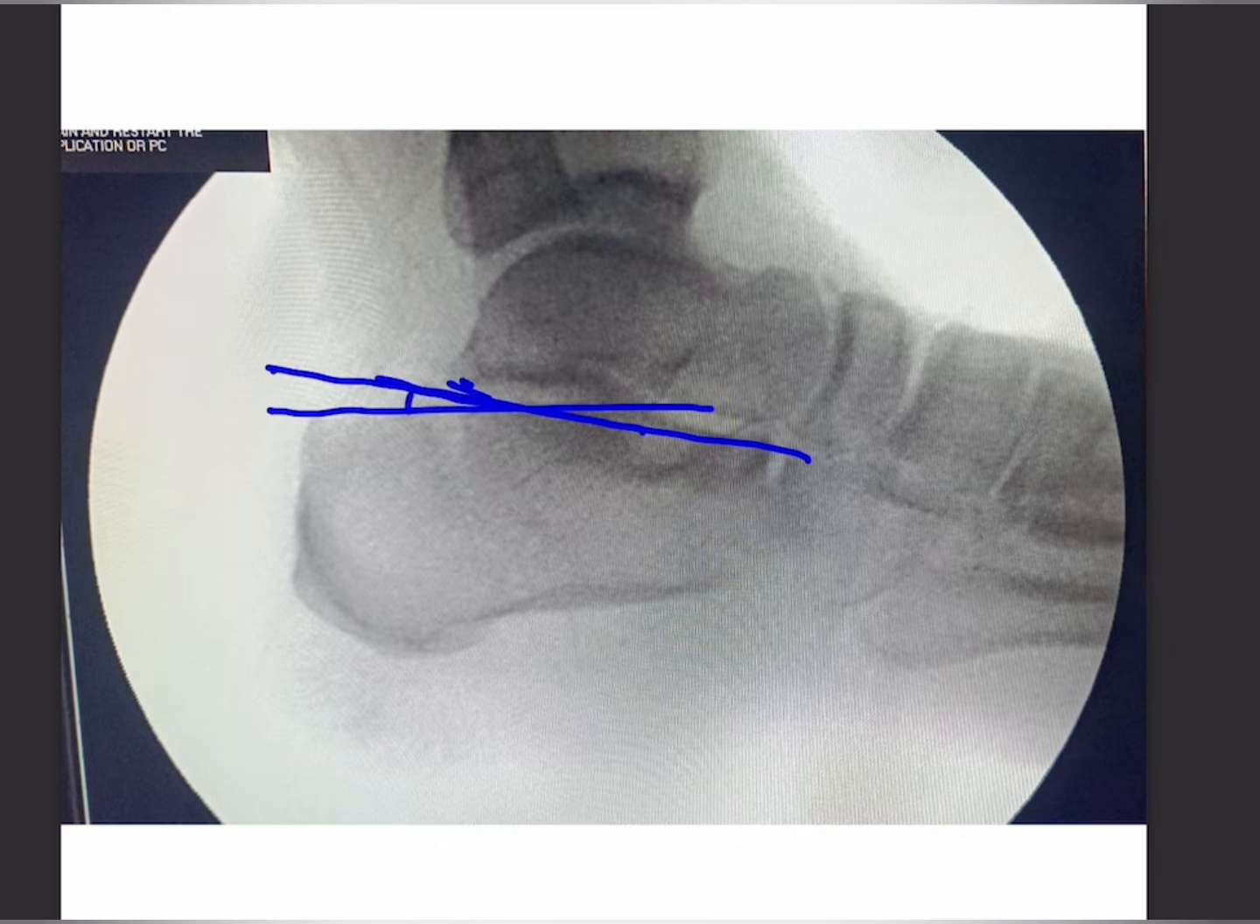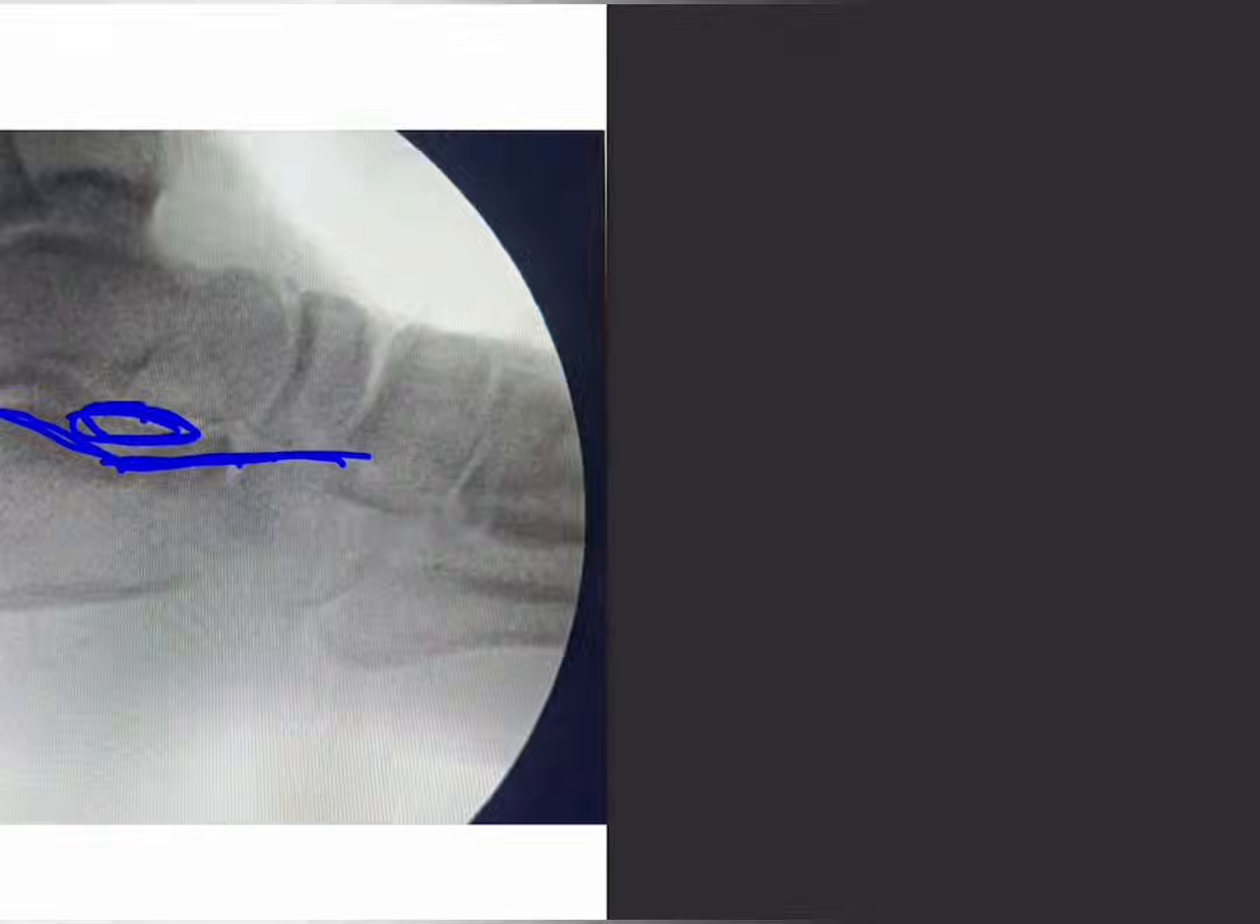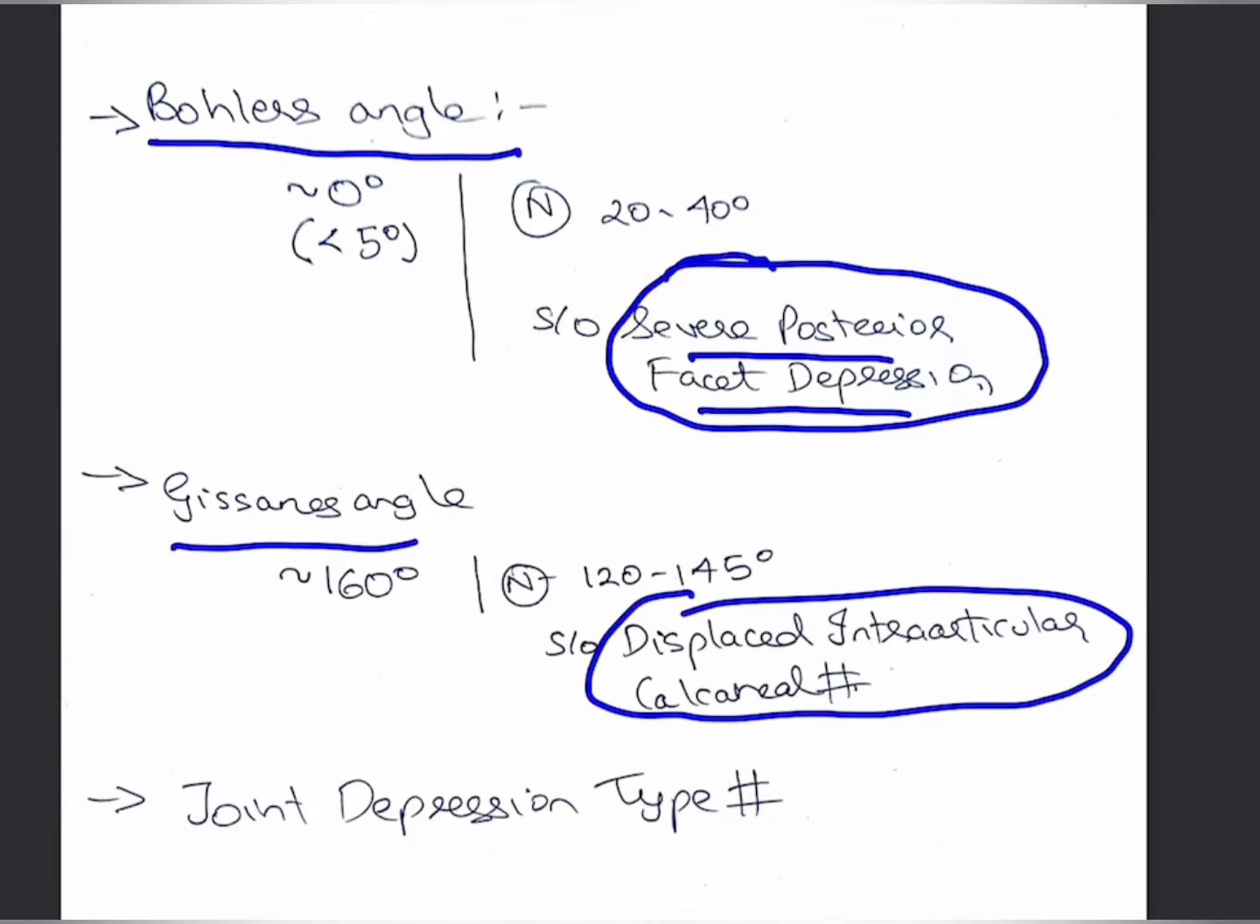It is less than 5 degrees. We calculated in the PC, in the system, it is less than 5 degrees. Okay, needs to be restored. Along with that, we calculated the Gissane's angle. This is the sustentaculum tali. We need to check about this margin. So it is also increased. So we calculated the exact values.